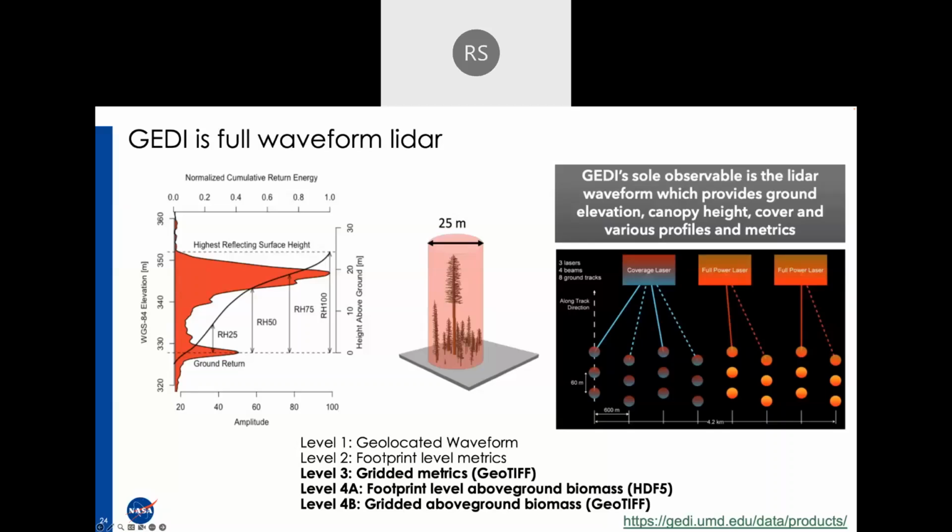We have added subsetting capabilities for Level 3 and Level 4 datasets in the ORNL DAAC subset tools. Level 3 provides canopy metrics, and Level 4B provides aboveground biomass as gridded products, natively as GeoTIFFs. Level 4A provides footprint-level non-gridded aboveground biomass. It is available as HDF5, similar to the ICESat-2 ATL08 dataset. More information about GEDI products you can find in the link here.